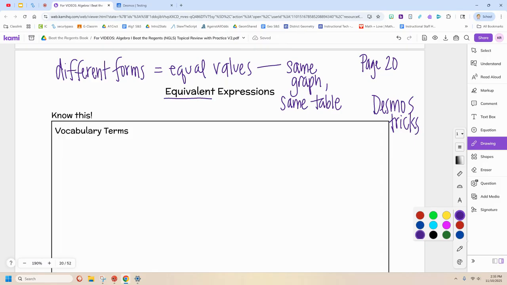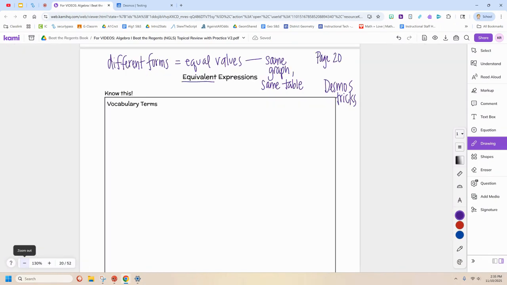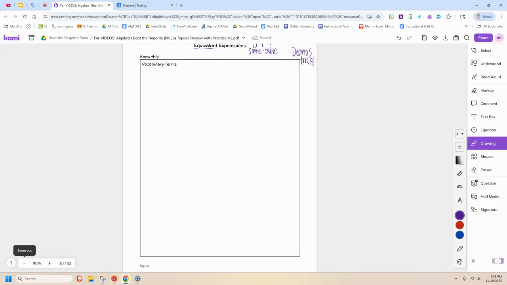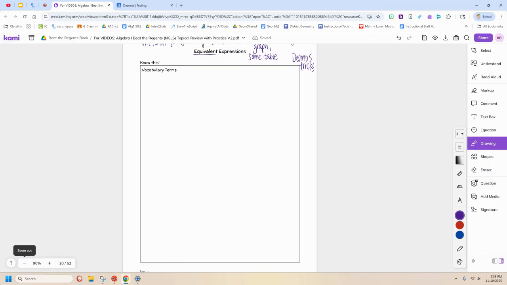So equivalent expressions kind of breaks down into 3 categories. And I think, honestly, I'm going to break this video into 3 videos. So you're going to need to pay attention to the page that I'm on and where I'm going with this. So the first thing we're going to do is kind of realize that there are 3 categories. The first category we're going to do is factored form.